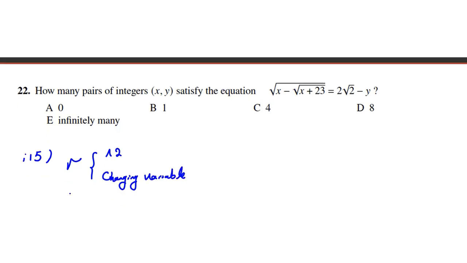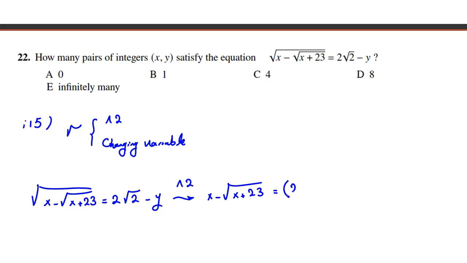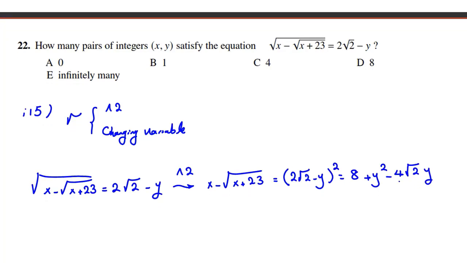Now here, let's write the main equation: square root of x minus square root of x plus 23 equals 2 root 2 minus y. If we raise both sides to the power of 2, it will be x minus square root of x plus 23 equals 2 root 2 minus y whole squared. It's the first one squared, which is 8, plus the second one squared, minus 2 times the first one times the second one, minus 4 root 2 times y.